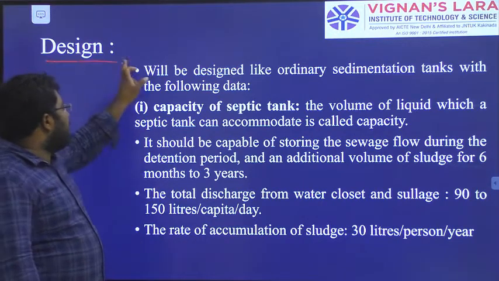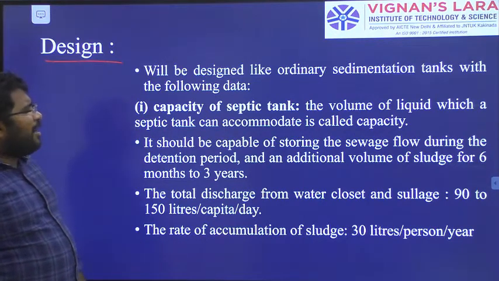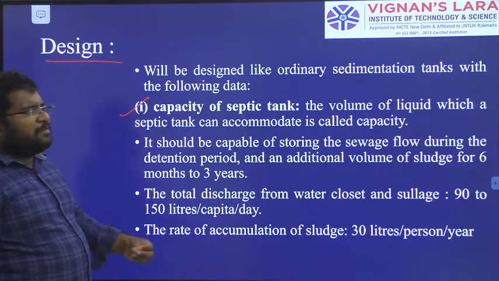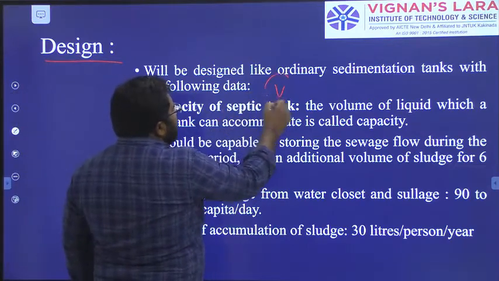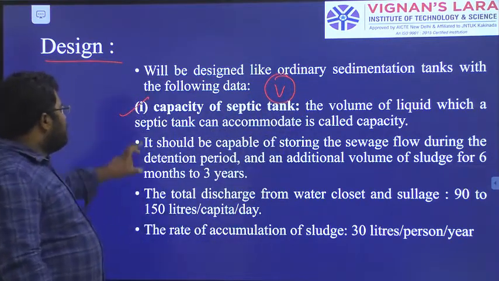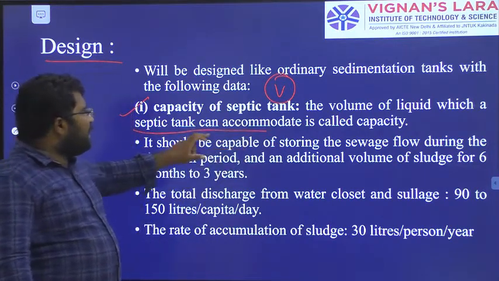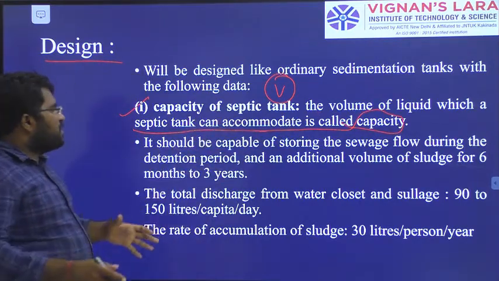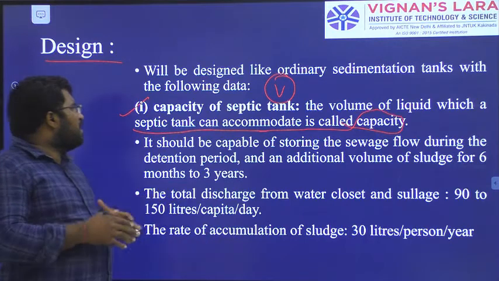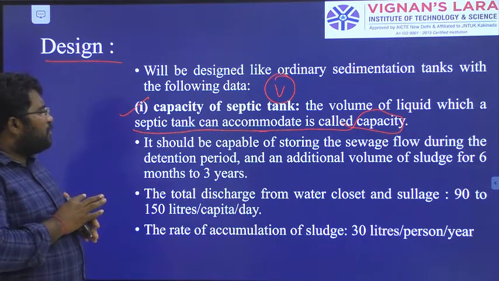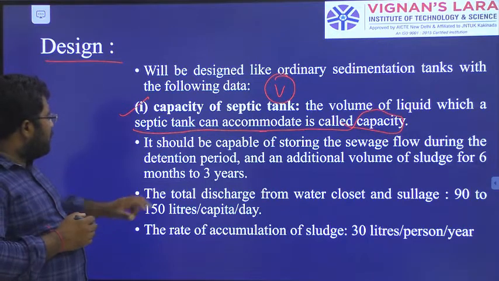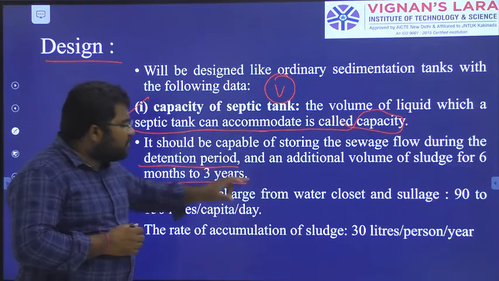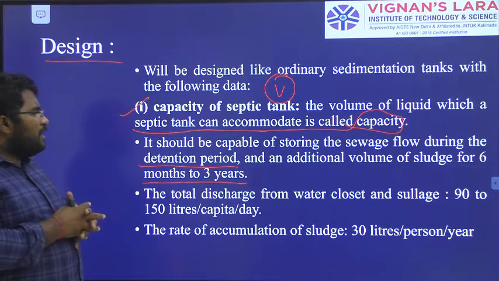Next, coming to the design. It will be designed like an ordinary sedimentation tank with the following data. First thing is the capacity of the sedimentation tank, that is, how to calculate the volume. The volume of liquid which a septic tank can accommodate is called capacity. It should be capable of storing the sewage flow during the detention period and an additional volume of sludge for 6 months to 3 years. So this can be stored.